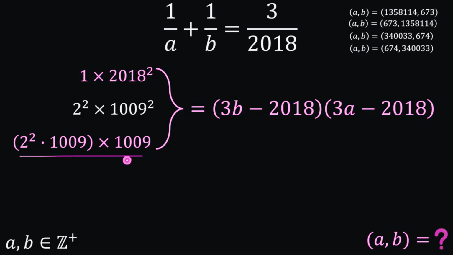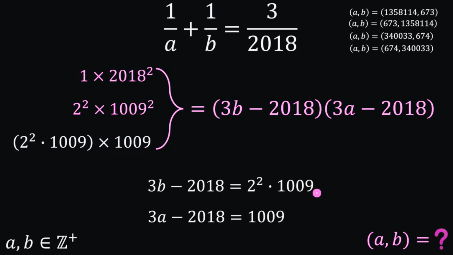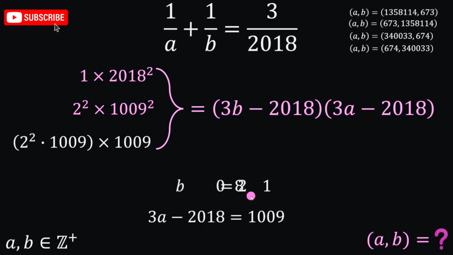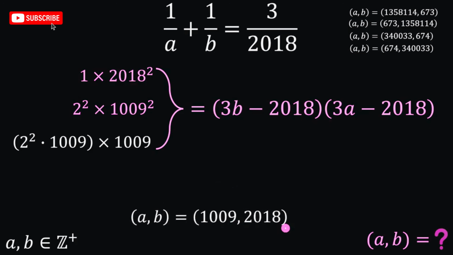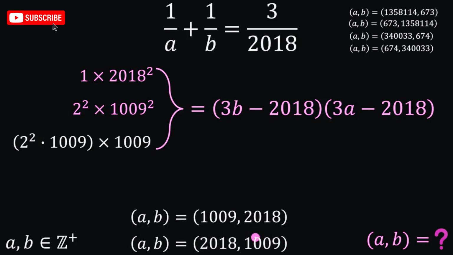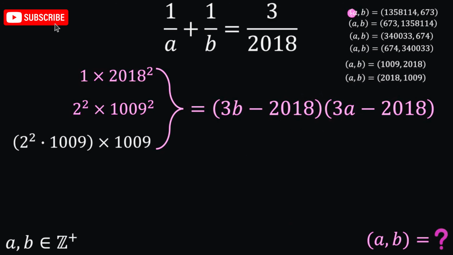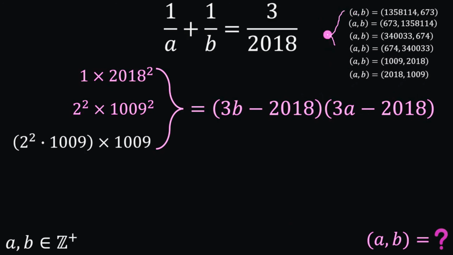Alright. Now, for the last one, we have this pair. So, we have 3b minus 2018 equals 2 squared times 1009, and 3a minus 2018 equals 1009. Solving for b in this equation, we get b equals 2018, and solving for a in this equation, we get a equals 1009. So, we found the fifth pair of a, b, which is 1009, 2018, and if we switch the position, we have 2018, 1009. Therefore, we found 6 pairs of a, b that satisfy this equation.